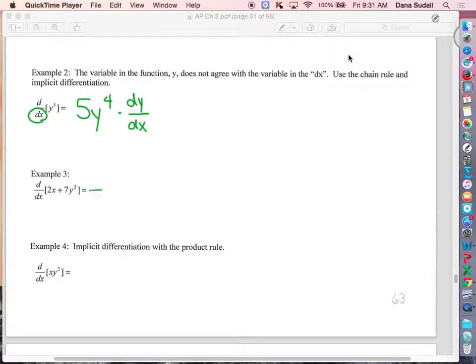So this next one here, derivative of 2x would be 2. Derivative of 7y squared would be 14y. I took the derivative of something that was not an x, so I need dy over dx just with that term there.